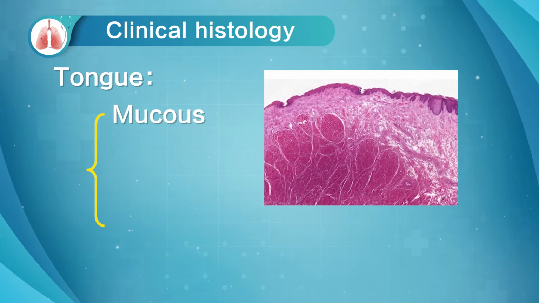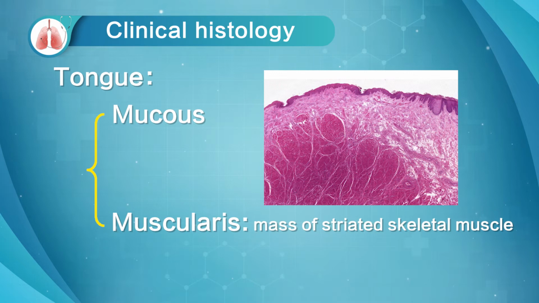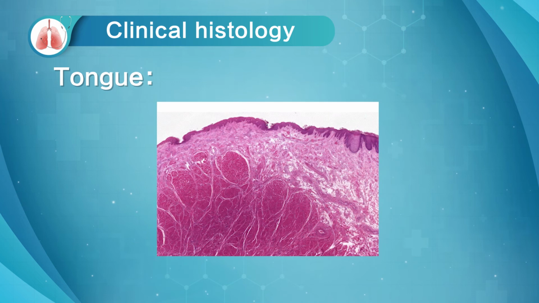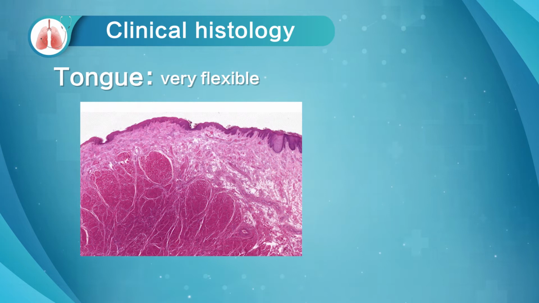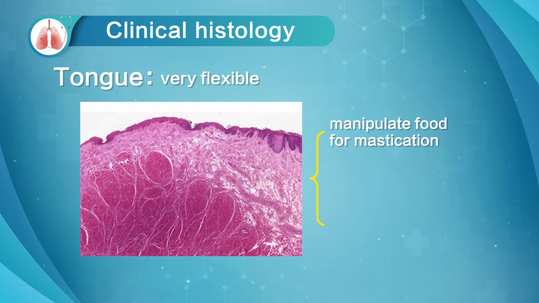Under the microscope, you will find that the main body of the tongue is made of skeletal muscles arranged in different directions. Skeletal muscles are controlled by autonomic nerves. Because of the different directions of the skeletal muscles, the tongue is very flexible. This forms the structural basis for the tongue to manipulate food for mastication and to engage in articulation.